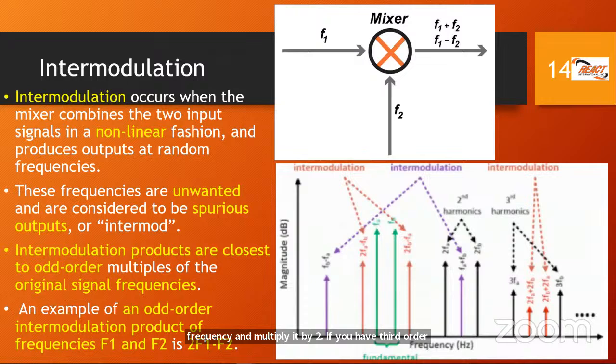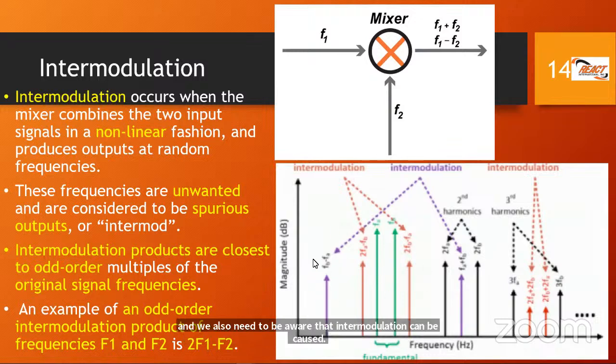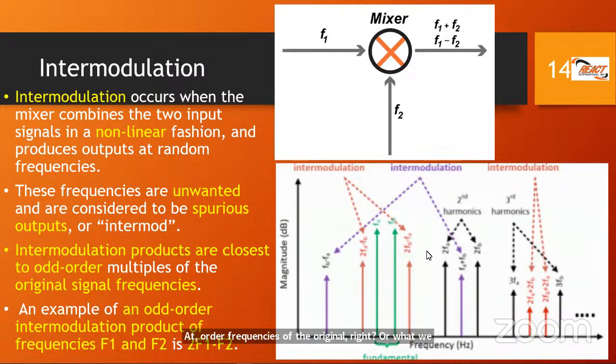But there are some other combinations of the product of these frequencies that add to the intermodulation problem. And that's what this graphic is trying to illustrate in a way, right? So we need to be aware of intermodulation, and we also need to be aware that intermodulation can be caused at order frequencies of the original, or what we call multiples of the fundamental frequencies, and we call that the order. So second harmonic or second order, third harmonic or third order. And there's an exam question that will come that we need to be aware of. When we say odd order harmonic, it simply means 3 is an odd number, 5 is an odd number. So the third harmonic is an odd order multiple.